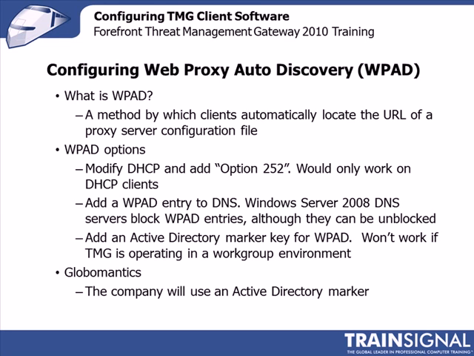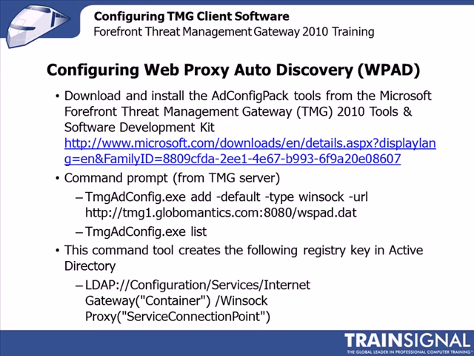Fortunately for Global Mantics, the Threat Management Gateway system is operating in a domain environment. So they're going to use the Active Directory marker option to configure Web Proxy Auto Discovery. In order to add the Active Directory marker, you have to download and install a tool called the AD Config Pack from the Microsoft Forefront Threat Management Gateway 2010 Tools and Software Development Kit. The link is on your screen.